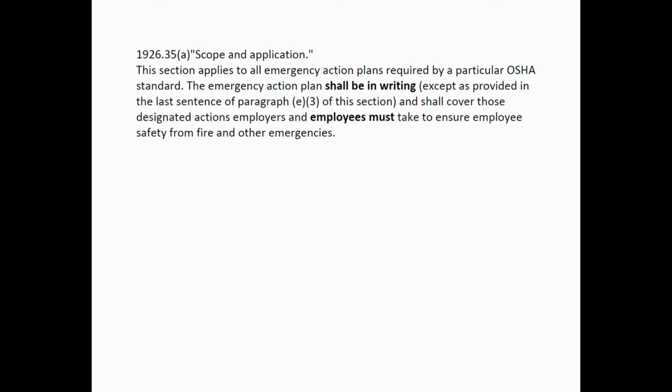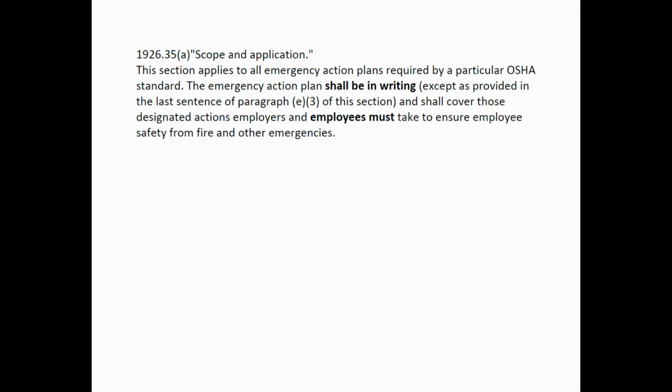Let's get right at it. 1926.35(a), Scope and Application. This section applies to all emergency action plans required by our particular OSHA standard. So if another OSHA regulation says you must have an emergency action plan, this is the plan you use. The emergency action plan shall be in writing.